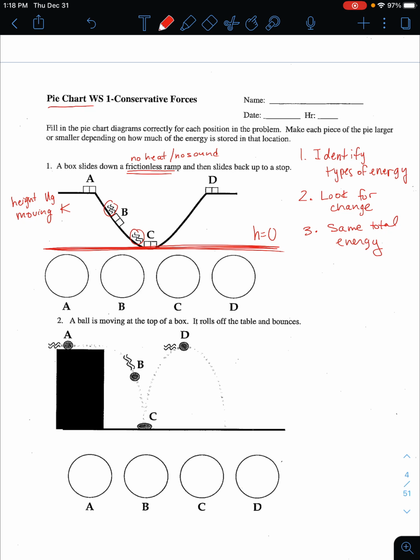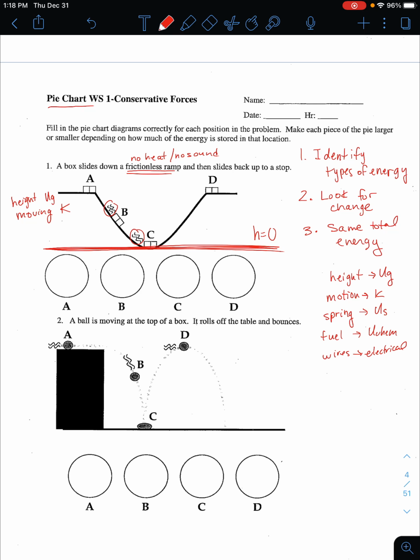Basically what I'm looking for is identifiers. If there's height, I'm going to use that as UG. If there's motion, I'm going to use that as K. If there's some sort of a springing action or something's being stretched or compressed, I'm going to use that as spring. If I see some sort of food or fuel, I can use that as chemical. If I see wires, I'm going to use that as electrical. That's basically what I'm doing, looking for those identifiers and saying, what do I see?